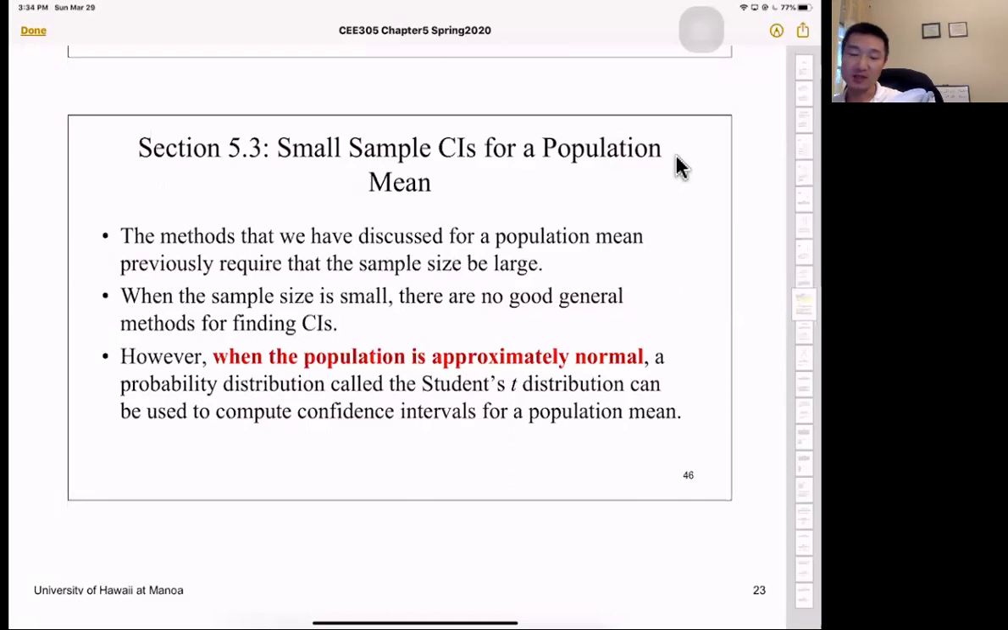So if the sample size is large, no matter what type of distribution, we can assume, based on the central limit theorem, the sample mean follows a normal distribution. However, when the sample size is small, there's no good general method for finding confidence intervals. However, when the population is approximately normal, we can use another distribution, called student's t distribution, to calculate the confidence interval for a population mean.